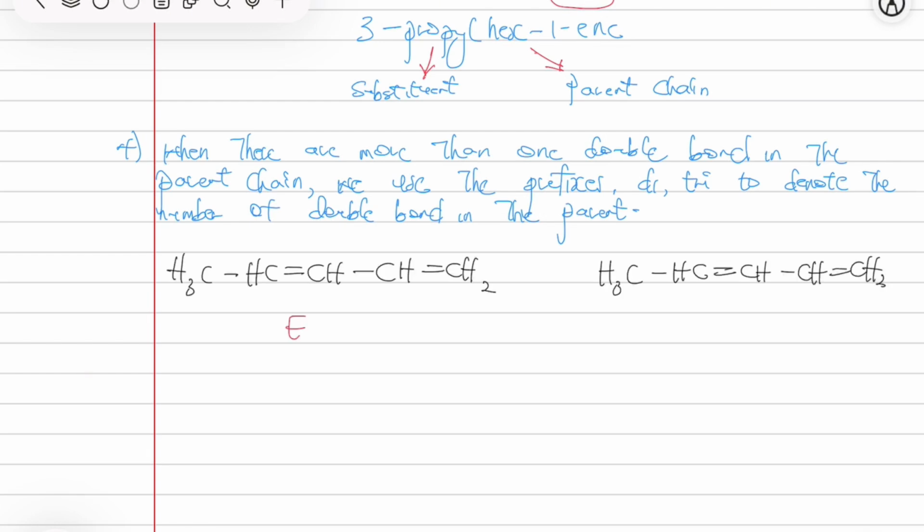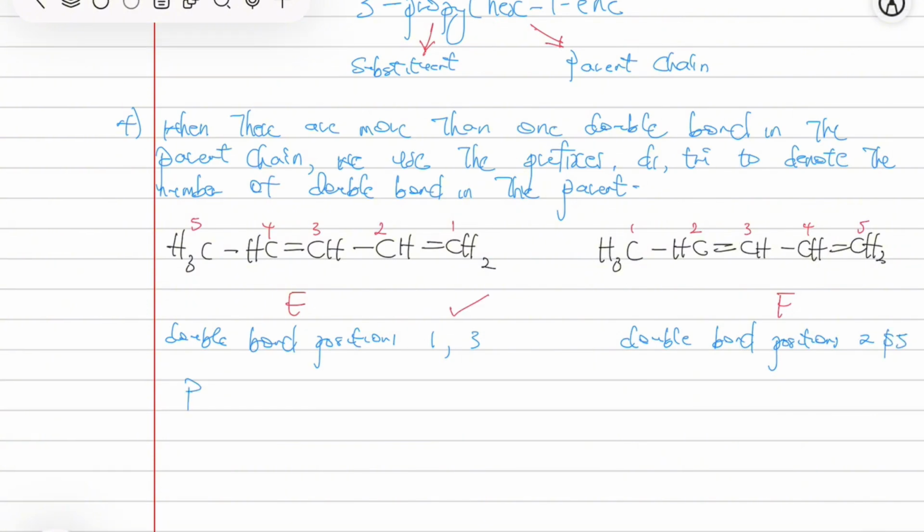Compounds E and F are identical compounds. What accounts for the difference is the method of numbering. In compound E, we have the double bond in 1 and 3 positions, but in compound F, we have the double bond in 2 and 5 positions. So compound E is the right way to number this compound.